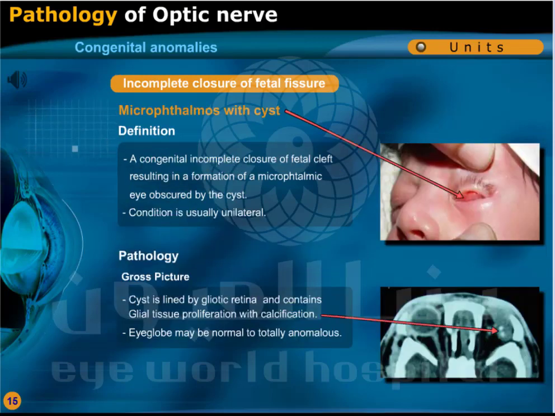Microphthalmos with cyst. A congenital incomplete closure of fetal cleft resulting in a formation of a microphthalmic eye obscured by the cyst. The condition is usually unilateral. Cyst is lined by gliotic retina and contains glial tissue proliferation with calcification. Eye globe may be normal to totally anomalous.